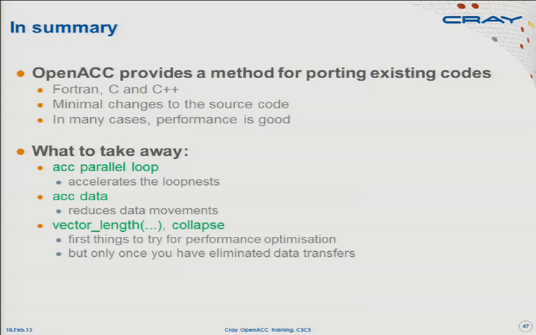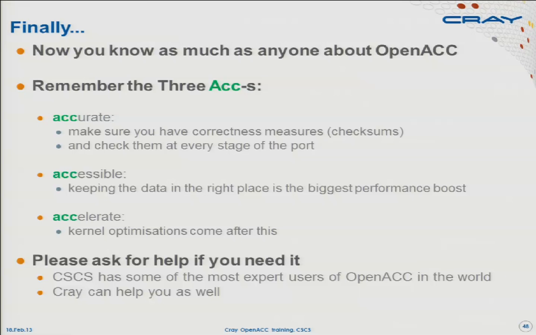So in summary, OpenACC is a way of porting codes with hopefully minimal changes and hopefully pretty good performance. What to take away? There's a lot of information, but what should you do? You do ACC parallel loop to accelerate the loop nests. You do a data region to reduce the data movements. If you get both of those going, you're doing really well. You'll probably see things starting to go faster. If you want to start tuning, look at the number of threads per block with the vector length clause and look at collapsing multi-dimensional loop nests. But only when you've got rid of the data transfers.